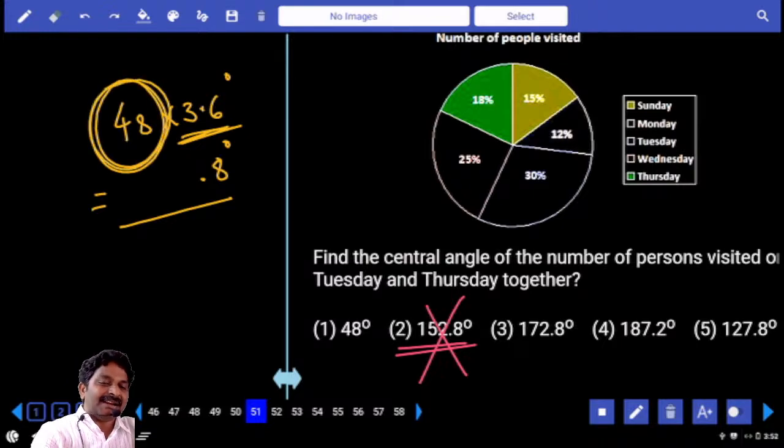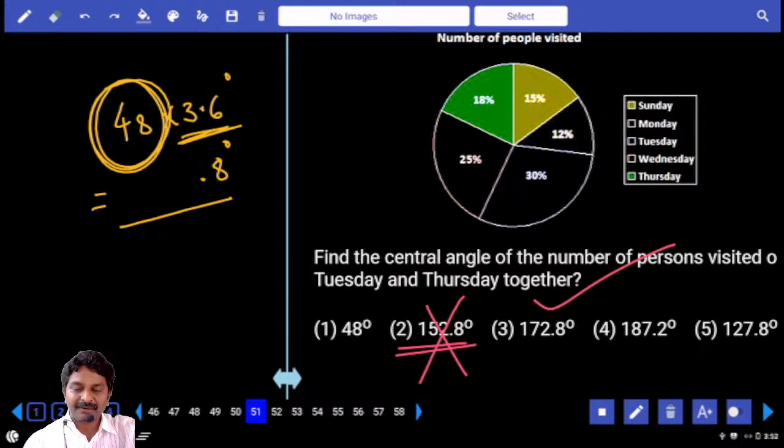Approximately, can I treat this number as 50? 3.6 times approximately 50 means the answer should be less than 180 only, and close to 180. Out of the third option and the fifth option, which is close to 180? The third is the final answer.